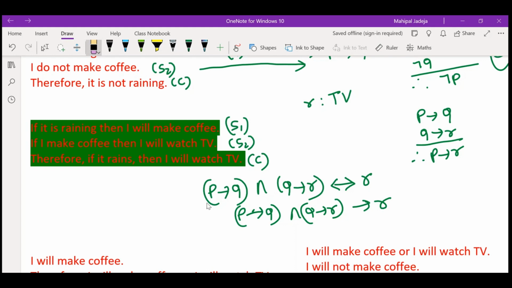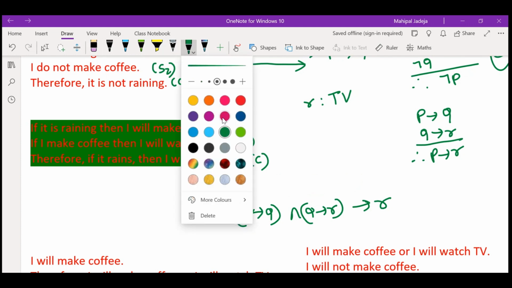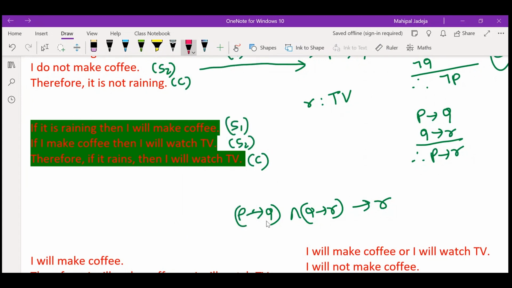So, because the conclusion doesn't need to imply the statements. As of now, this answer is correct. We need to verify this. But how will you verify this? How will you identify whether this one is correct or not? This validity of this compound proposition, how will you verify?